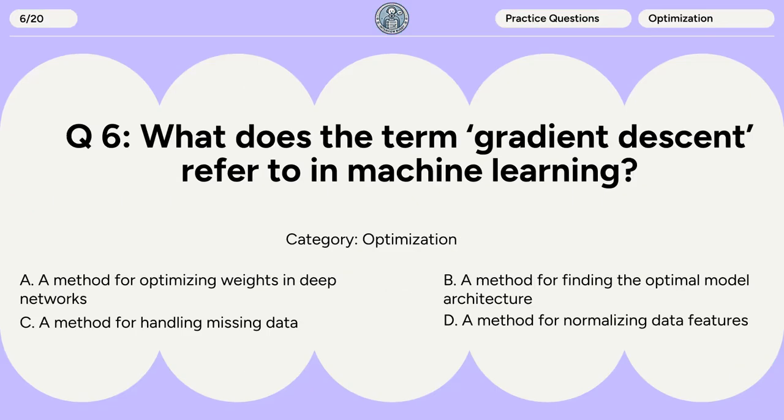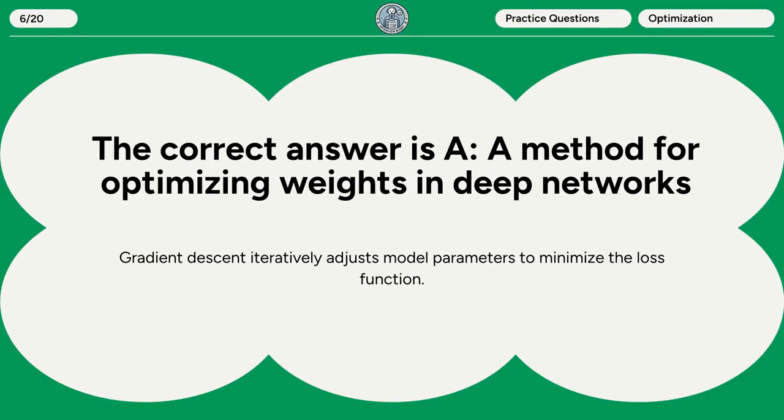Question 6. What does the term gradient descent refer to in machine learning? A. A method for optimizing weights in deep networks. B. A method for finding the optimal model architecture. C. A method for handling missing data. D. A method for normalizing data features. The correct answer is A. A method for optimizing weights in deep networks. Gradient descent iteratively adjusts model parameters to minimize the loss function.